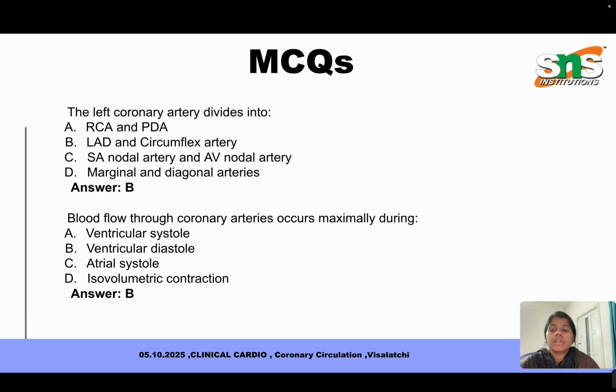The last question: blood flow through coronary arteries occurs mainly during option A, ventricular systole; option B, ventricular diastole; option C, atrial systole; option D, isovolumetric contraction. The right answer is option B, ventricular diastole. So that is all about coronary circulation in a nutshell. Simple, structured and clinically useful.